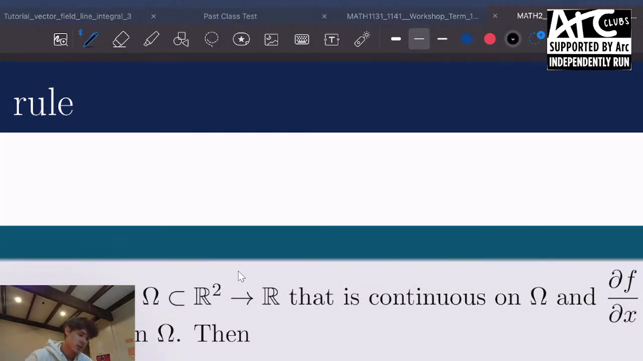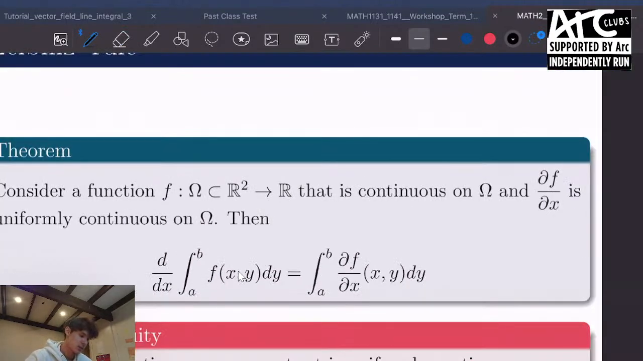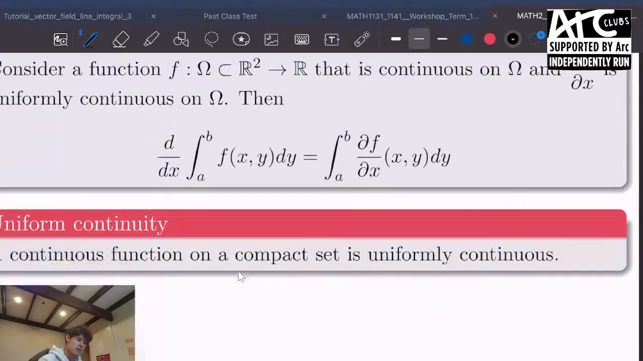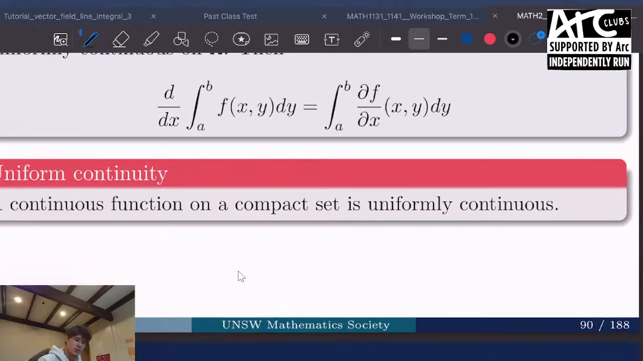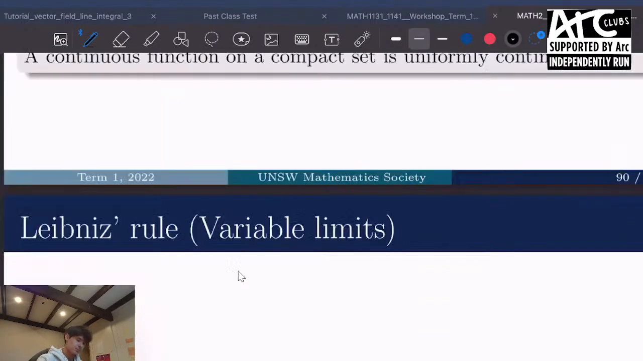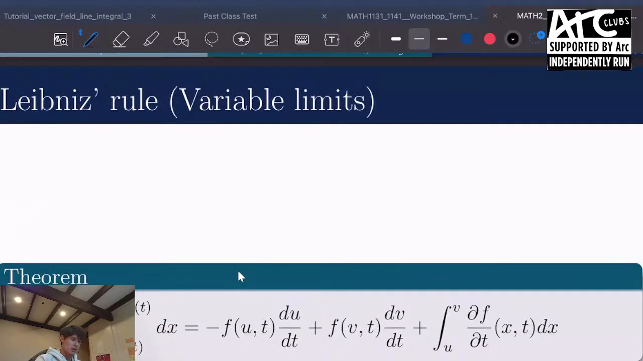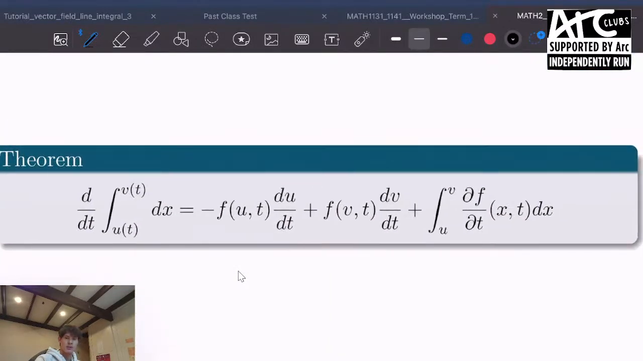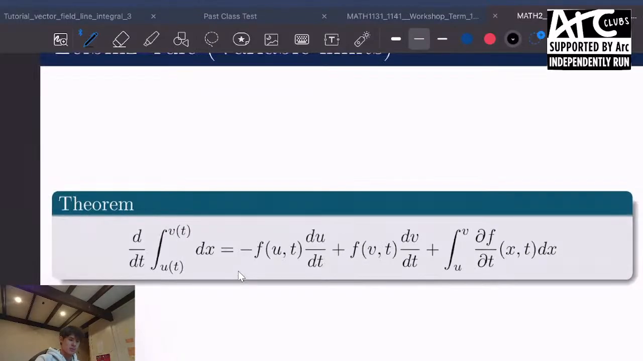So as long as we're dealing with continuous functions and uniformly continuous partials, then we can move the differentiation under the integral sign, and that's in terms of uniformly continuous. That is just a continuous function on a compact set. So now looking at Leibniz rule of variable limits, this sort of expression comes from the chain rule. Fairly straightforward expression. Again, that's something you'll have to commit to memory.